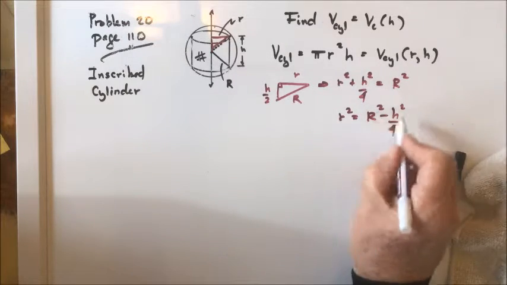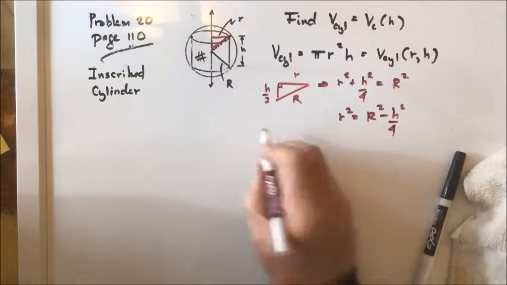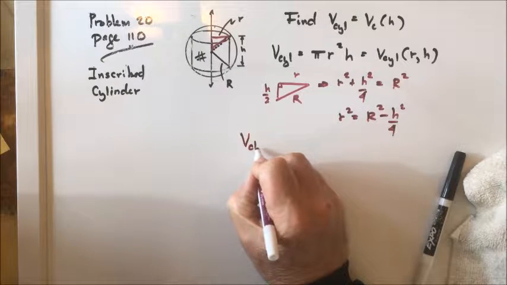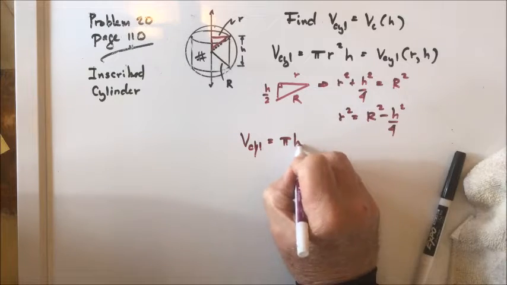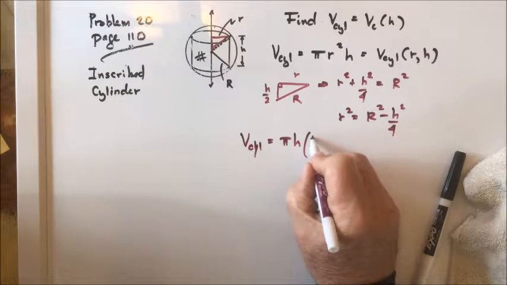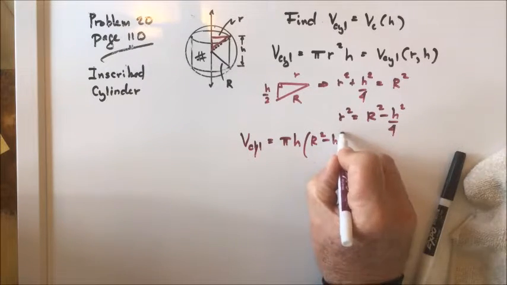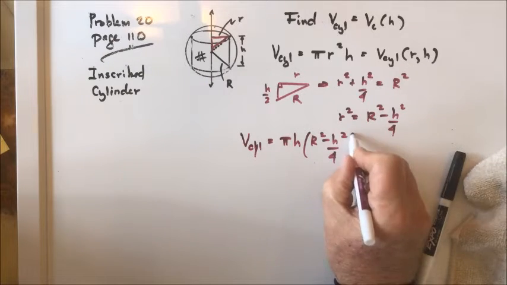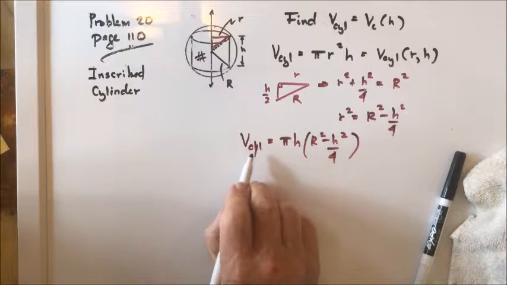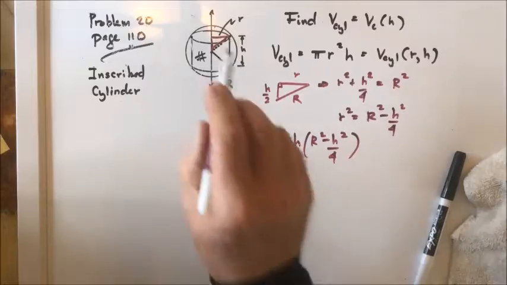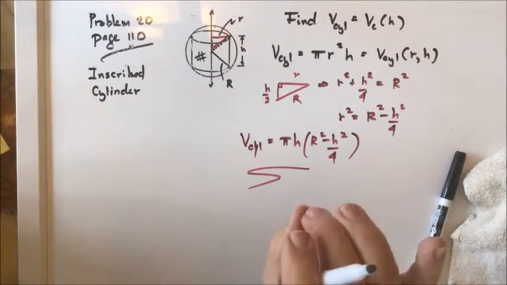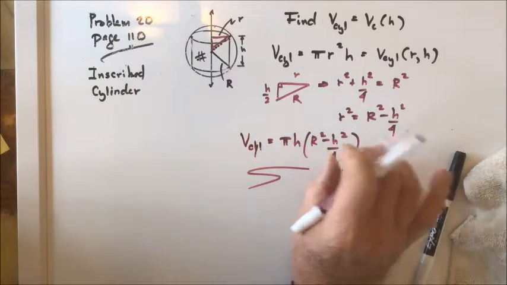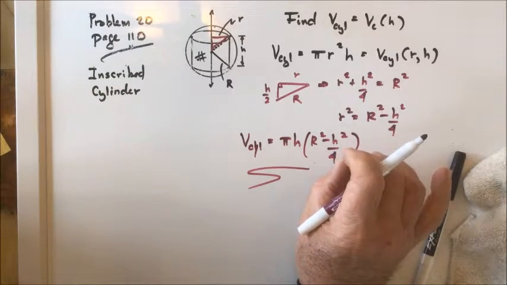Let's just now substitute that into this equation, and you're going to find that the volume of the cylinder is pi h times r squared, and here's r squared. And now the volume of the cylinder inscribed in the sphere is given by this relationship if what we're interested in is seeing it strictly as a function of h. All right?